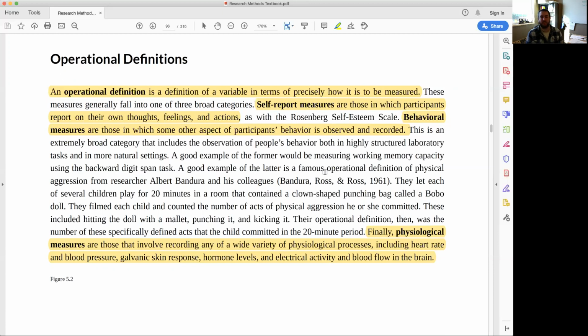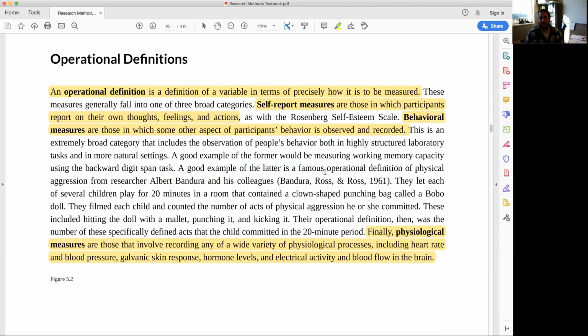You have to figure out, what do I mean when I say attractiveness? What do I mean when I say intelligence? What do I mean when I say depression? Right? You have to state, this is how I measured it. This is what I observed. Whatever it is that you did, you need to make sure to state it. So there's 3 main ways to look at operational definitions.